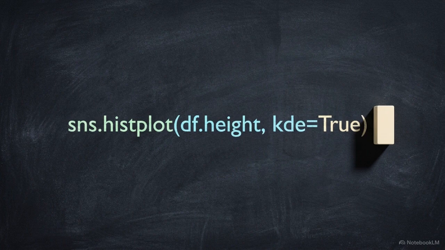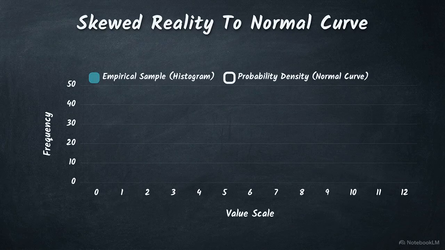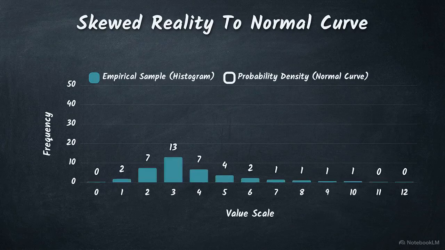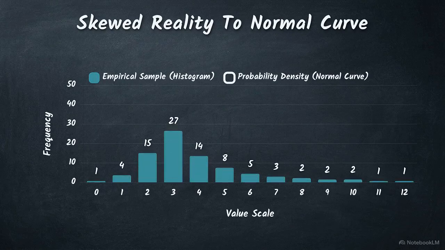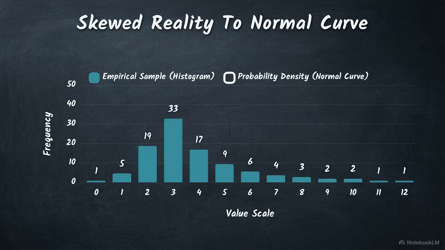In Python, a single line of code shows the initial shape of the raw dataset. This histogram represents the empirical distribution. It is a literal, finite count of a real-world sample. Because it reflects reality, the bars are often jagged and the overall shape is imperfect. These imperfections are known as skewness.